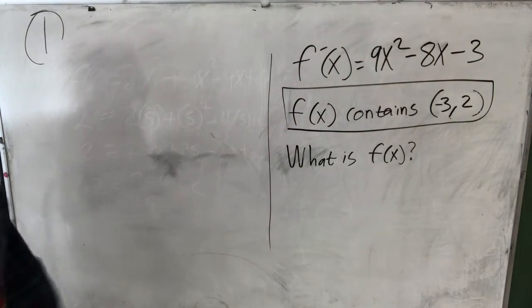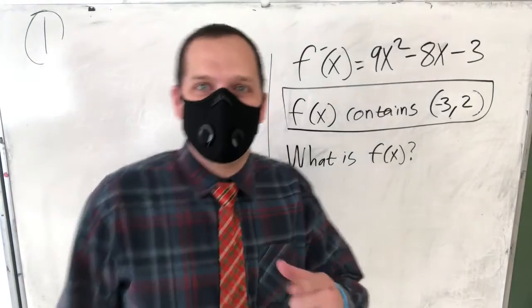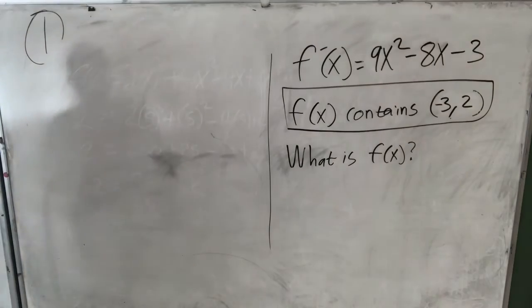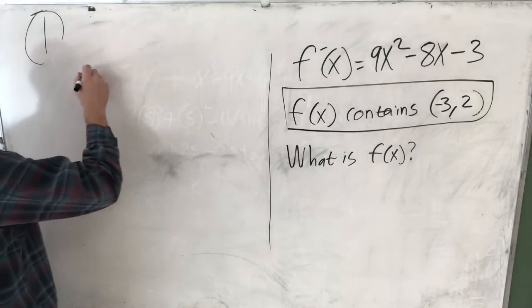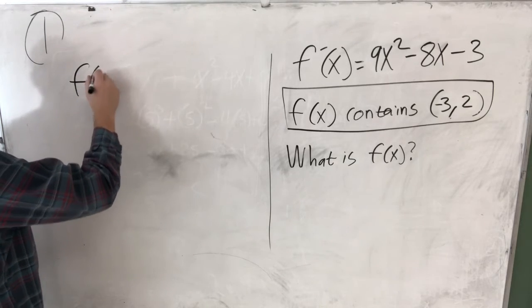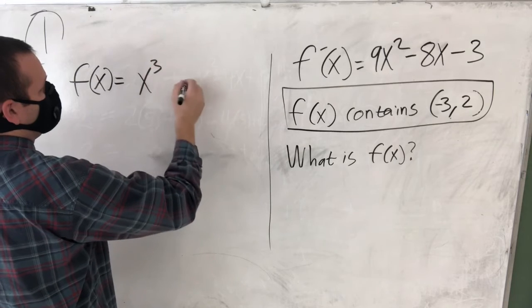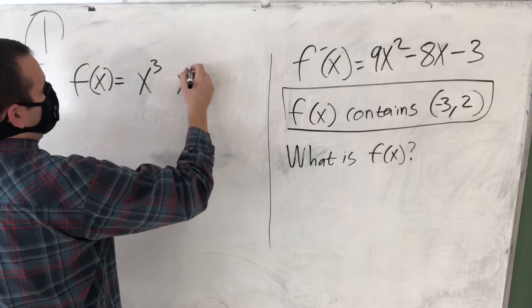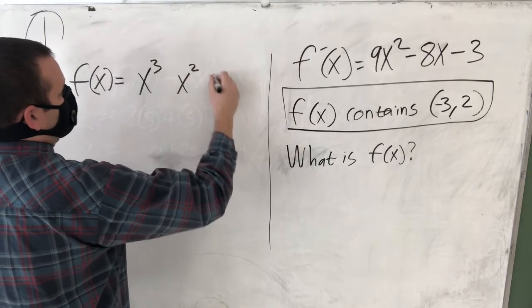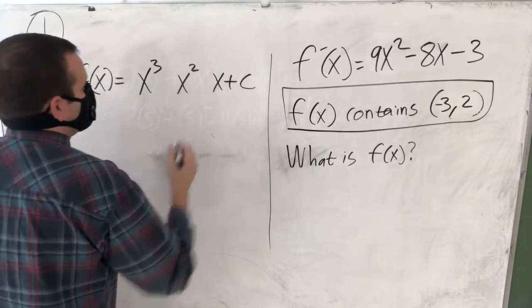All right, you should have paused the video. You should have your answer by now. Let's give this problem a try. Let's see here. First, we're going to start off by integrating. We've got f of x equals something x cubed, something x squared, something x plus c.